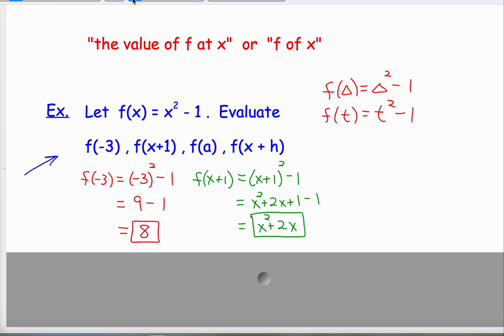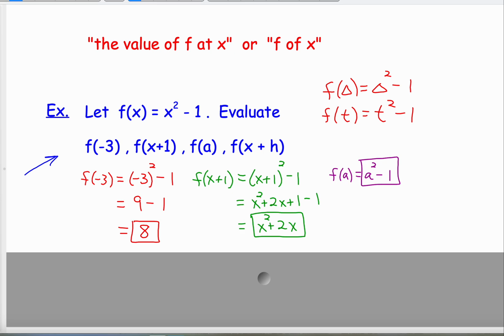Okay, let's try the next one. How about f of a? Well, what does the function f do? It squares the input and subtracts 1. And then there's nothing else I can do. That's as simplified as I can get. That was easy. All right, and then how about the last one?